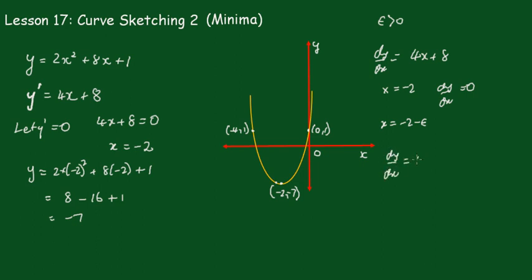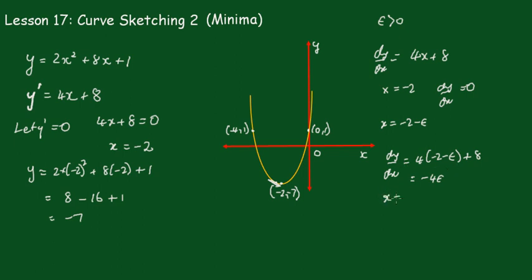We put in that dy dx is equal to 4 times minus 2 minus epsilon plus 8, and the numbers go out and you simply get minus 4 epsilon. Because epsilon is positive, we're saying the gradient is negative, which we can see. We can see it'll have a negative slope on this side. So it's negative.